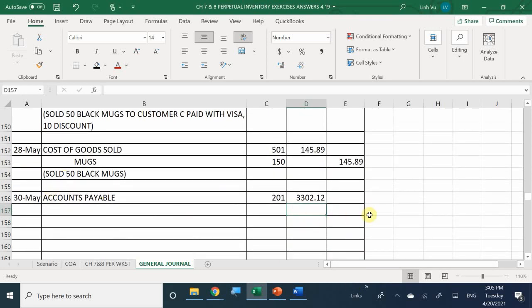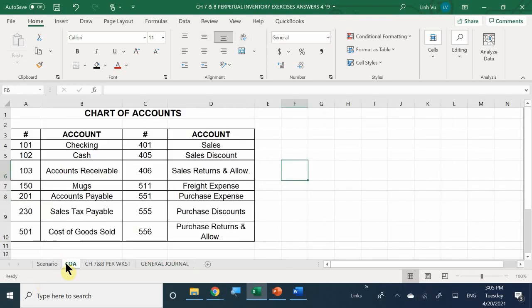Okay? So that's the first thing that we're going to recognize. What's the second thing we're going to recognize? Our discounts. We've got to recognize our discounts. But what kind of discount is this? Purchase discounts? Okay. Now, are we going to be using the purchase discounts, or how do we recognize discounts when we're using perpetual inventory?